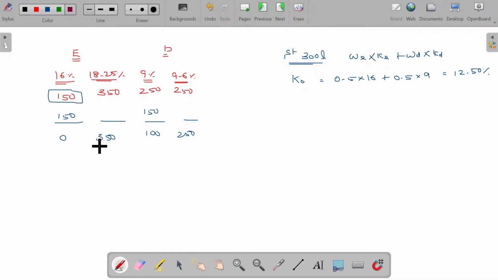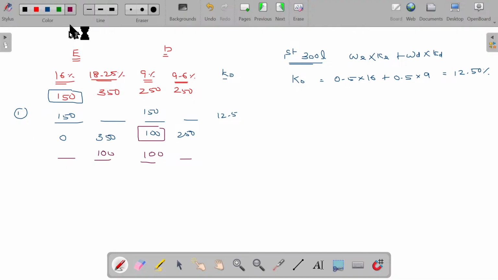Next, I have to take the next slab. Here, which is the lowest value? 100 is the lowest value. I take 100 from the debt, and an equivalent 100 should be from equity also. So the next slab is this one. The overall cost of capital for the first slab is 12.5 up to 300. Next is 100 here, 100 there. Why not 120? Then 100 would be from 9 and 20 rupees from 9.6. There is a trouble: if you take 9%, you have to finish 9% completely. So here 100, here 100.